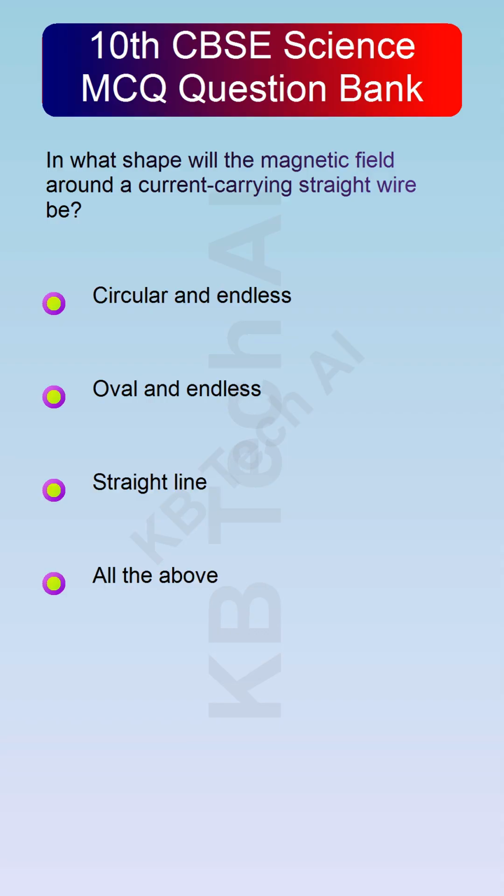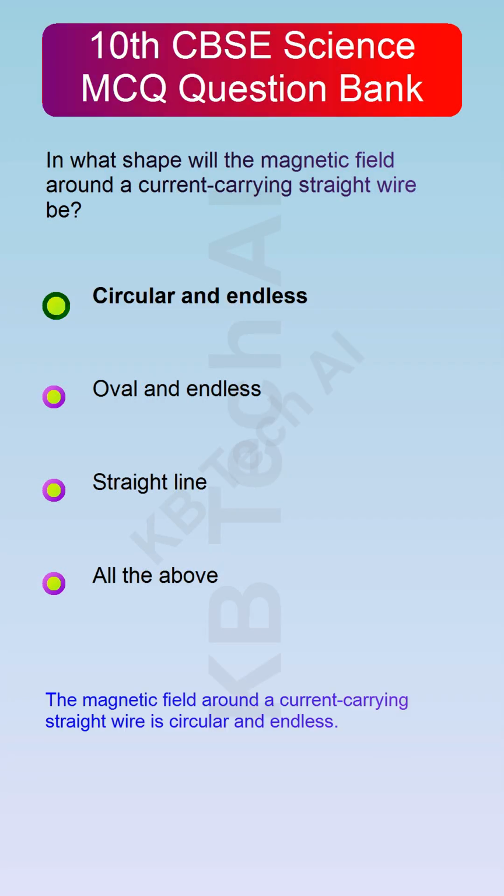In what shape will the magnetic field around a current-carrying straight wire be? Option 1, circular and endless, option 2, oval and endless, option 3, straight line, option 4, all the above. The answer is, option 1, circular and endless.